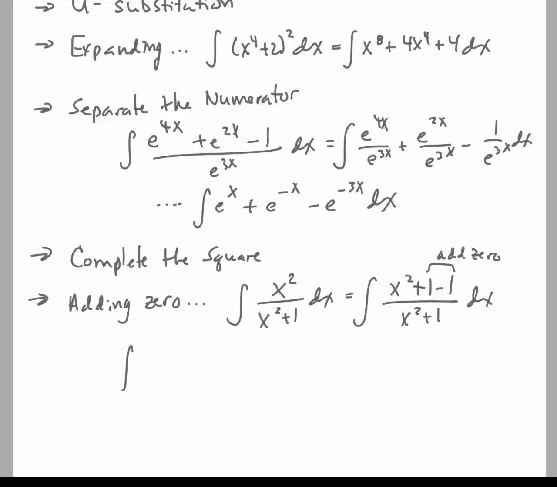And then what I do is I separate this out. So this would be x squared plus 1 over x squared plus 1, and then minus the integral of 1 over x squared plus 1. Now x squared plus 1 over x squared plus 1 is just 1 dx. And then over here, this is an inverse trig. In fact, it's an inverse tangent, so it's arctan. So that's an example of adding 0.